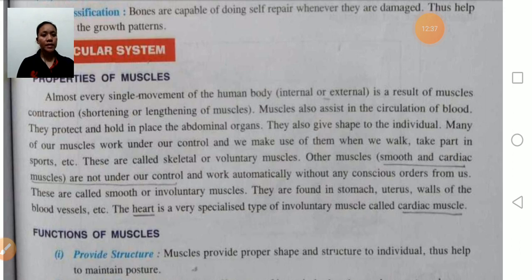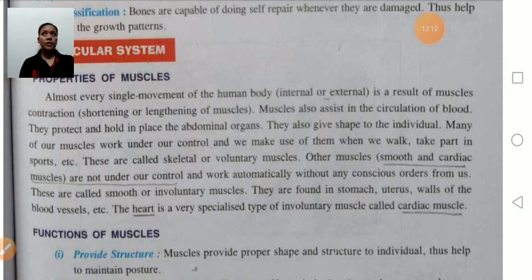Muscles also assist in circulation of blood. They circulate the blood throughout the body. They protect and hold in place the abdominal organs. They also give shape to the individual. Many of our muscles work under our control, and we make them work.